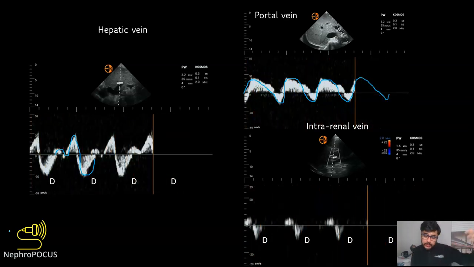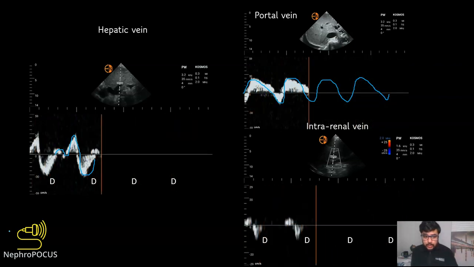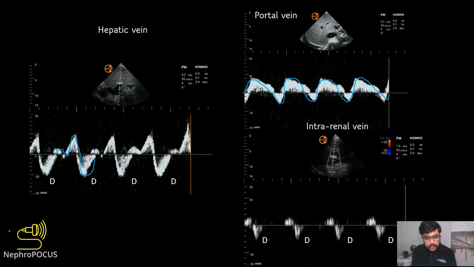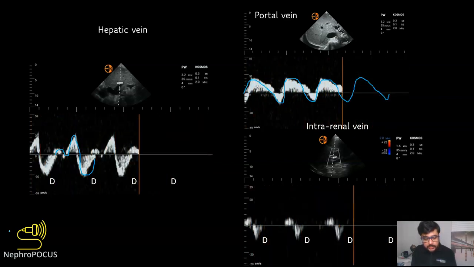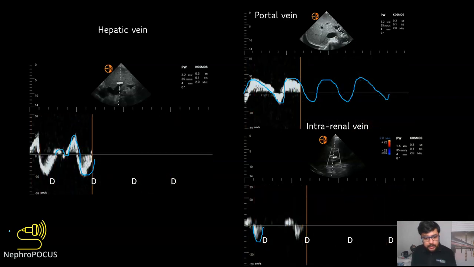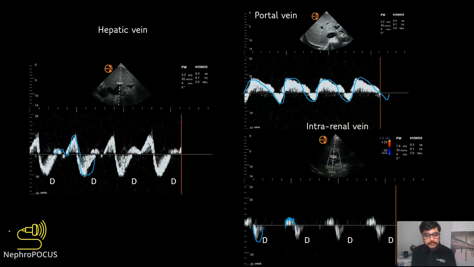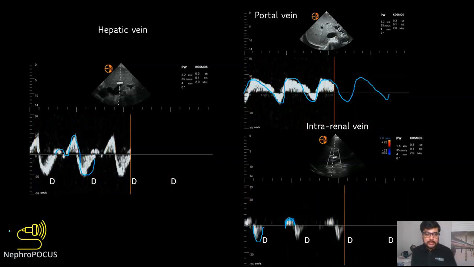There is plethoric IVC, D only pattern on hepatic vein, and 100% pulsatile portal vein. And on renal vein, intrarenal vein, this was obtained without the simultaneous arterial waveform. Here you see D wave, and this thing about the baseline is the S reversal. So this also is correlating with severe venous congestion.